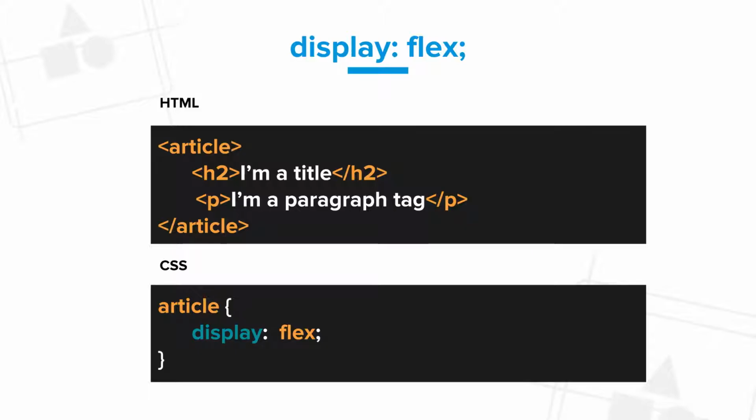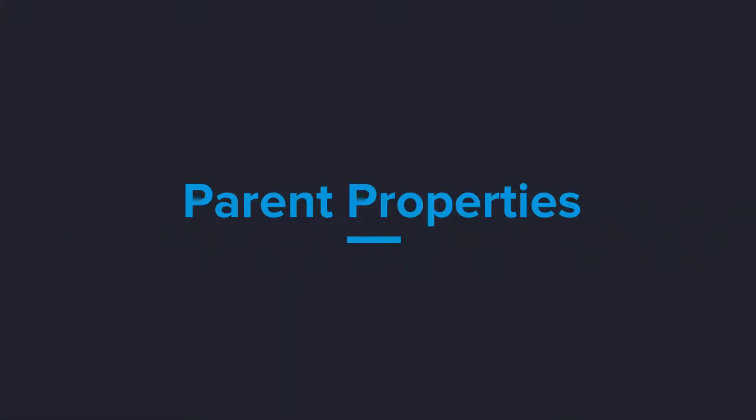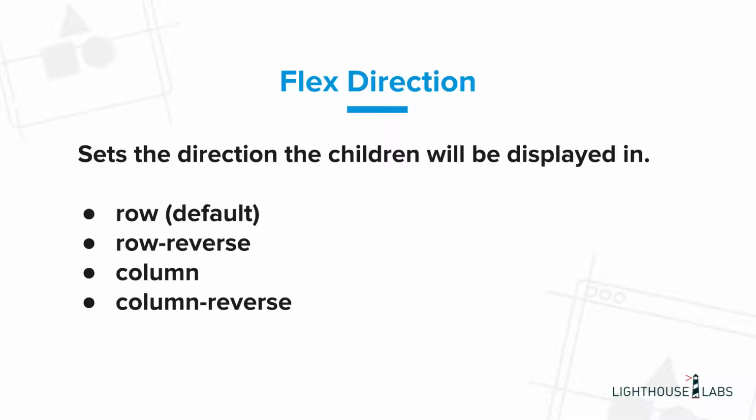All right. So now we'll talk about parent properties. So when you're looking at Flexbox, you can have properties that apply to the parent element, and you can have properties that apply to the children element. So we'll look at parent properties first. And the first one we'll talk about is flex direction. So you've got four main ones. You've got row, row reverse, column, and column reverse.